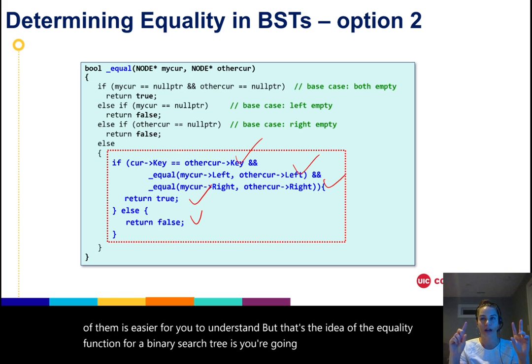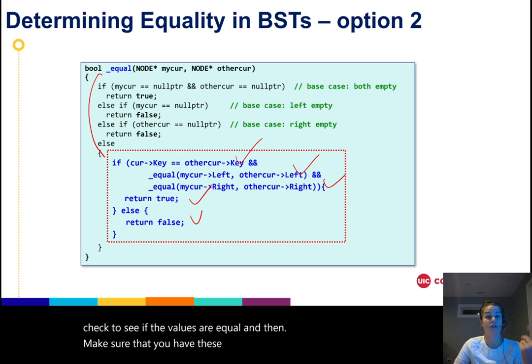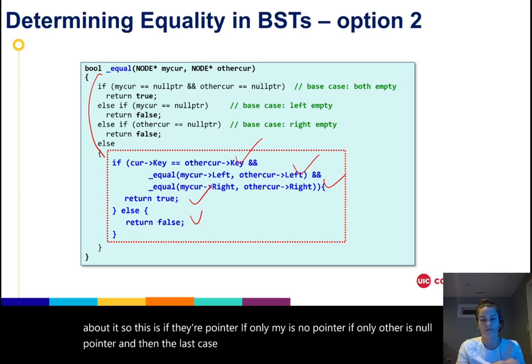But that's the idea of the equality function for a binary search tree: you're going to traverse in pre-order and check to see if the values are equal, and then make sure that you have these edge cases. And this covers all cases if you think about it. So this is if they're both null pointer, if only my is null pointer, if only other is null pointer, and then the last case would be if neither of them are null pointer, which is when you would check their values.